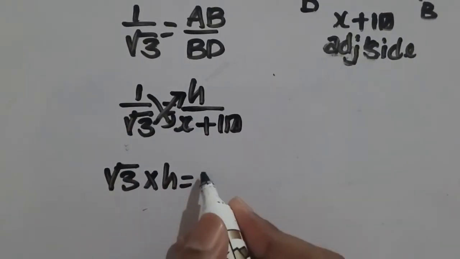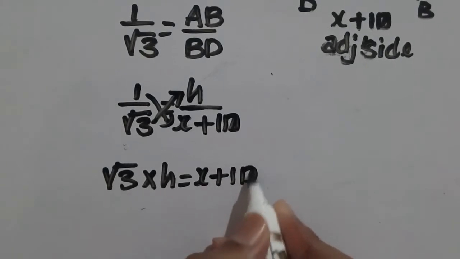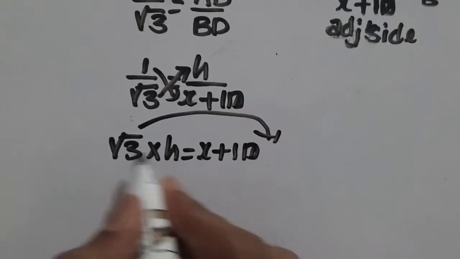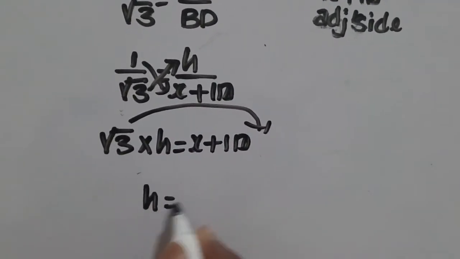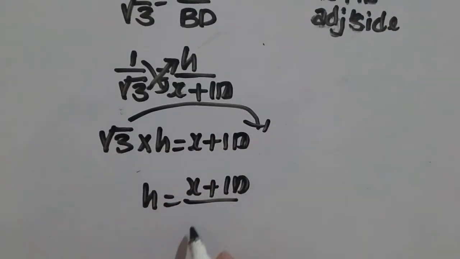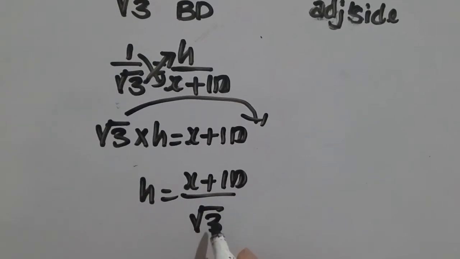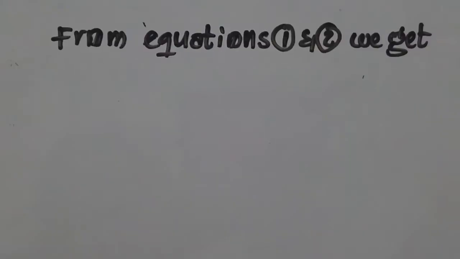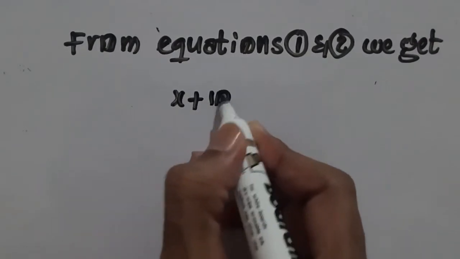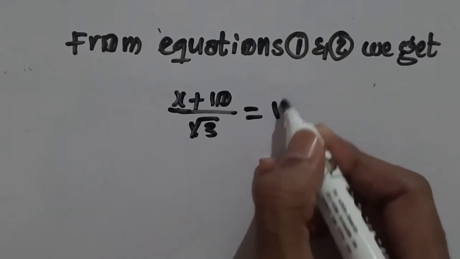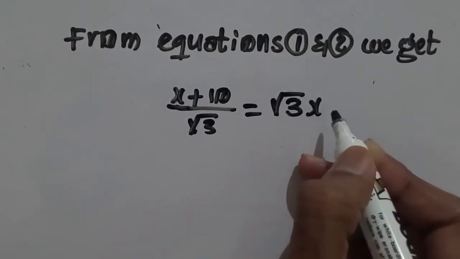Now transposing root 3 to the RHS, multiplication quantity becomes division quantity. H is equal to X plus 10 by root 3. Multiplication quantity becomes division quantity, which means you should write it in the denominator place. This is equation 2. From equations 1 and 2: equation 2 is H equals X plus 10 by root 3, and equation 1 is H equals root 3 X.